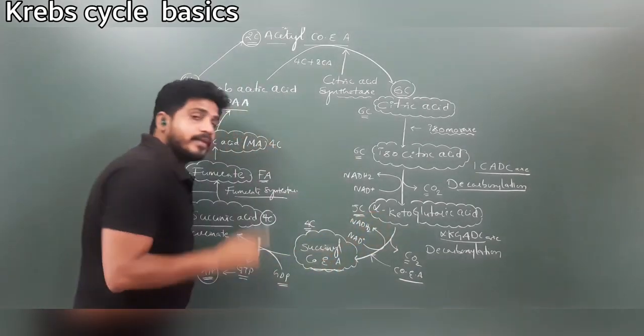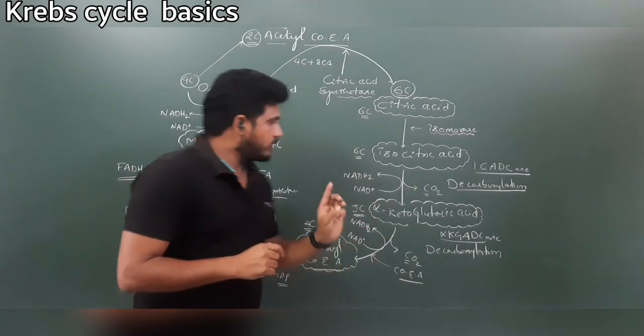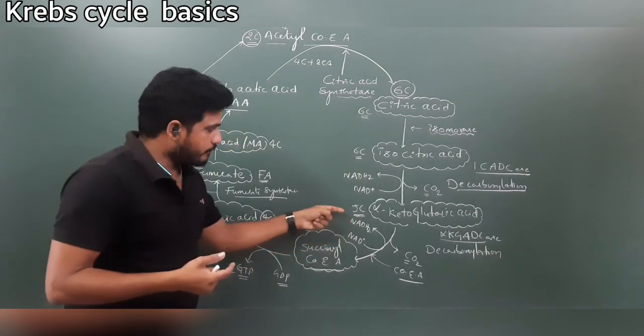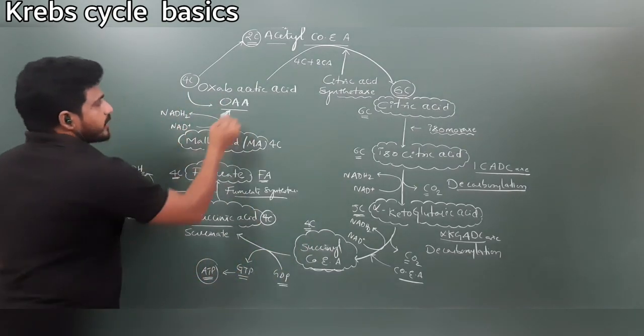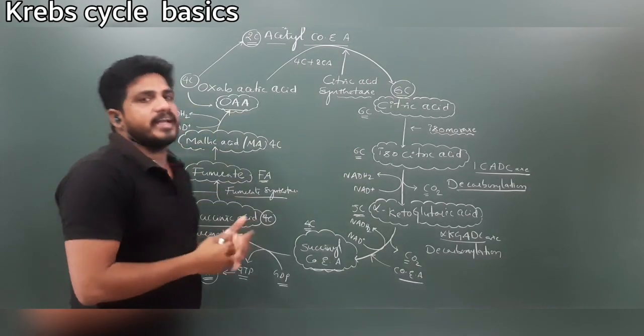In the entire Krebs cycle, in one Krebs cycle, how many NADH2s are synthesized? 3. First one, when 6 carbon becomes 5 carbon. Second one, when 5 carbon becomes 4 carbon. Third one, when malic acid becomes oxaloacetic acid. So oxaloacetic acid has been regained.